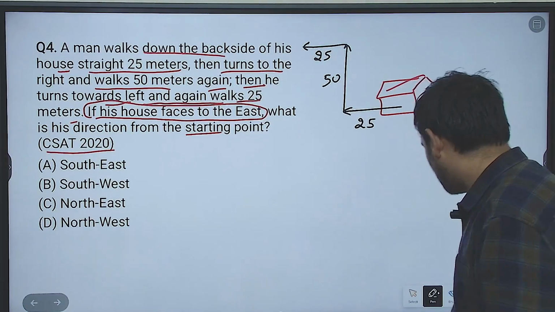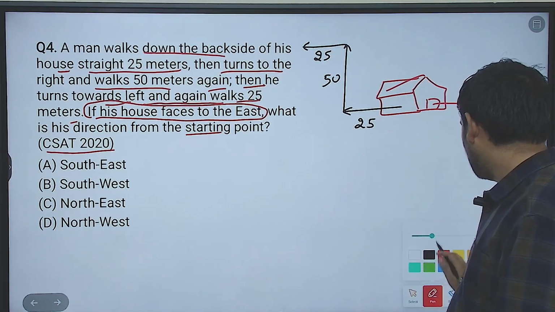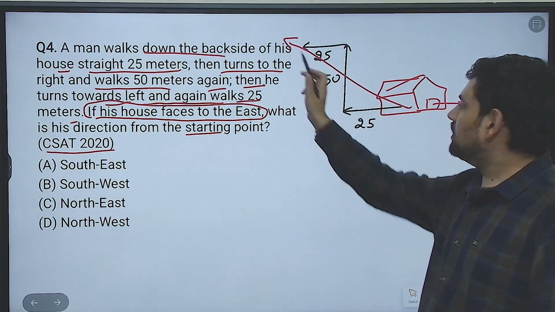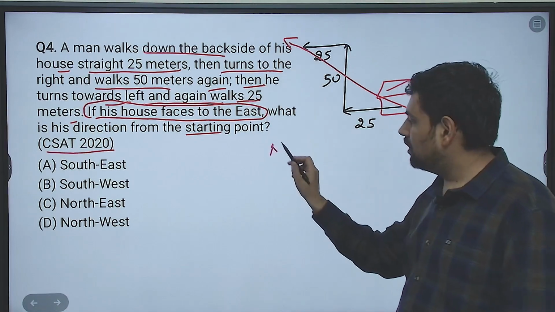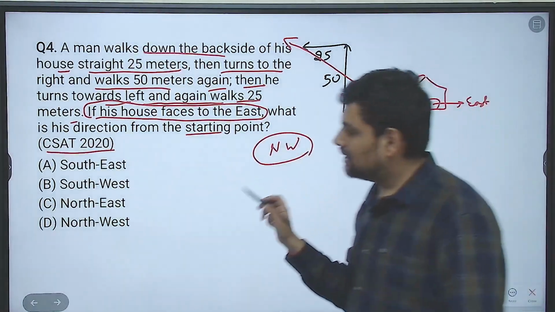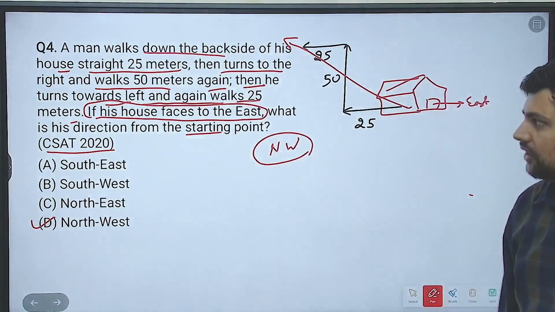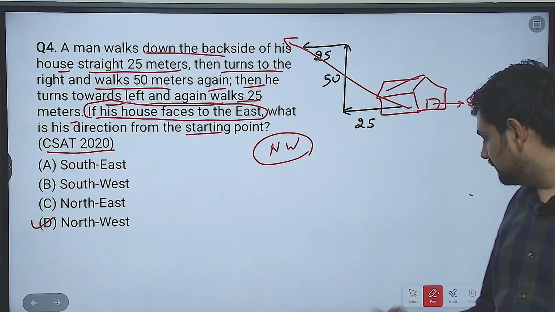If his house faces east, what is his direction from the starting point? So now it is asking what is his direction from the starting point. What will it be? This is his house. What direction is this? This is clearly north west. So the answer becomes north west. That is D. Okay, easy.